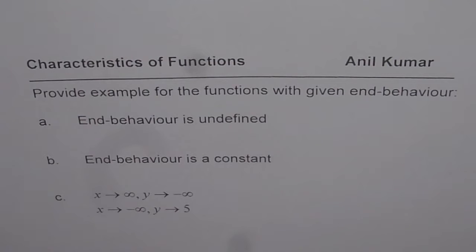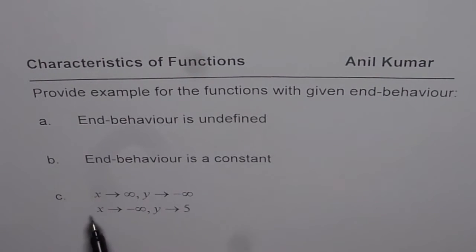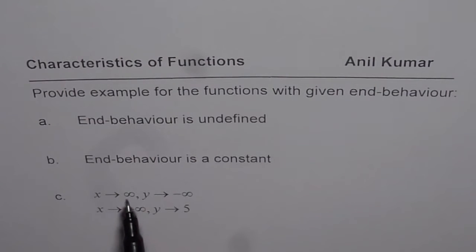The question here is to provide examples for functions with given end behavior. So there are three end behaviors given to you. The first one is end behavior is undefined. The second one is end behavior is a constant. And the third one is when x approaches infinity, y approaches negative infinity, and when x approaches negative infinity, y approaches 5. So you need to pause the video, answer these questions, and then look into my suggestions.